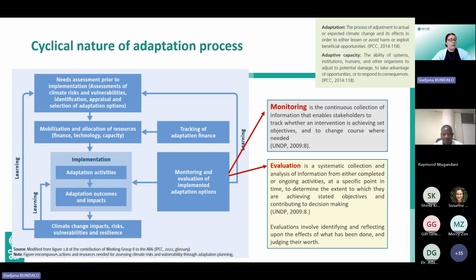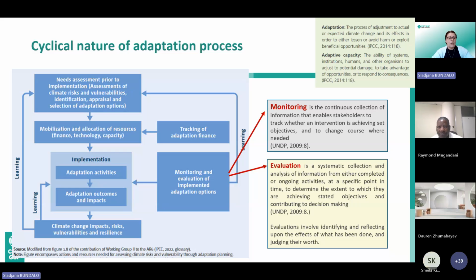So while in general monitoring keeps us on track during the implementation, evaluation helps us to understand the value and impact of our adaptation efforts. So together, they ensure that adaptation is not just implemented, but that it is also effective and responsive to changing conditions in directions that we actually wish.